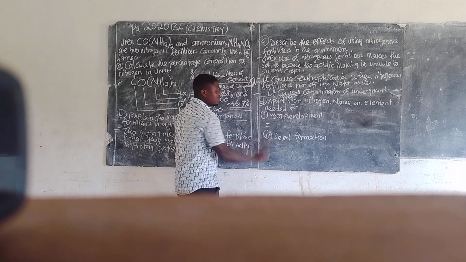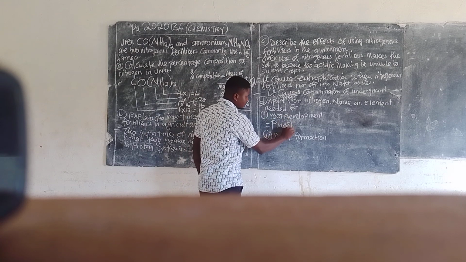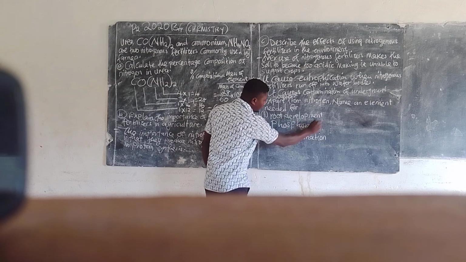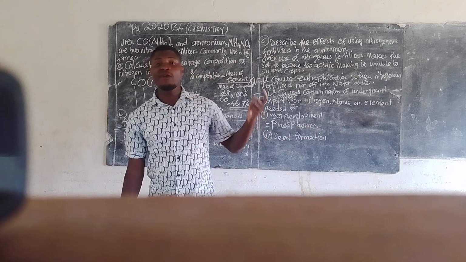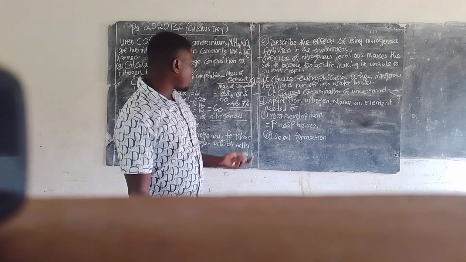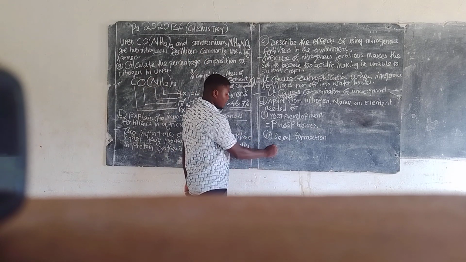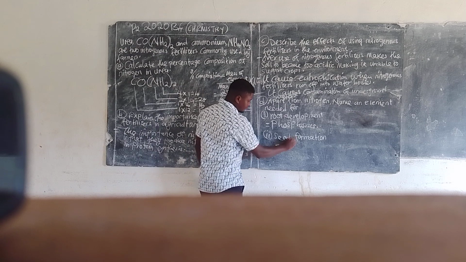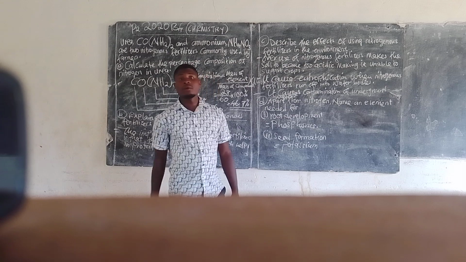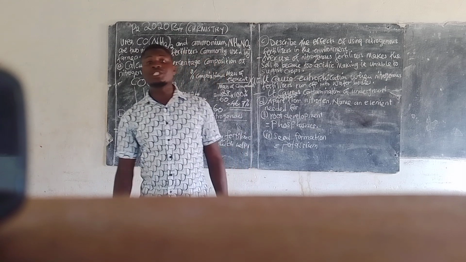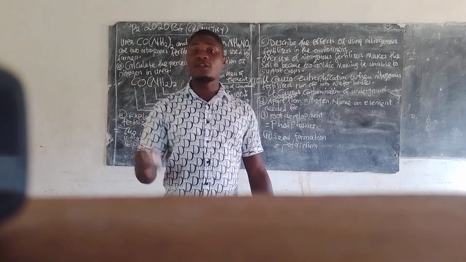Okay, so the element which is needed for root development is phosphorus. That is the element which is needed for root development. It is phosphorus. Apart from that, the element which is needed for seed formation, so this one is potassium. Potassium is an element which is needed for seed formation or seed development.